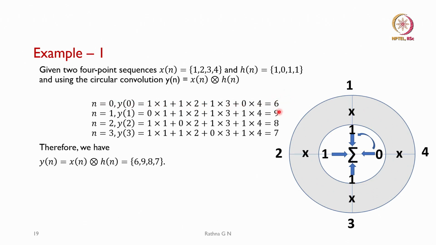Then what we are going to do is move h of n one step each time, as the arrow shows, and keep the other one as it is. When I do that, the next value is going to be 0 into 1 plus 1 into 2, 1 into 3 and 1 into 4. When you add it up, the summation comes out as 9. So, this is 6, 9, 8, 7 when I do the circular convolution.